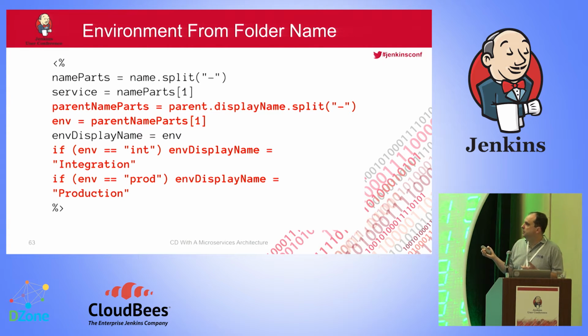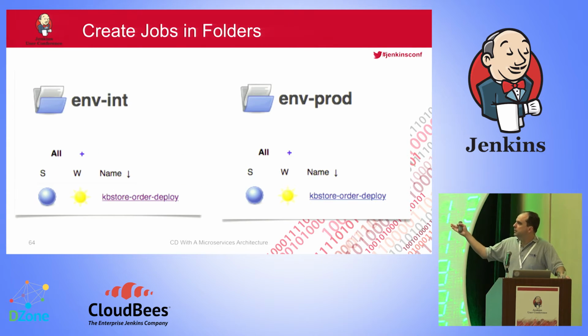I can also, if I'm going to extract the environment information from the folder instead of from the job name, do that by using the parent attribute in the job and access the display name. So the parent is the folder that contains the job, access the display name, and do my split on the name. And then adjust my logic accordingly for that. And so I'll end up with the integration has an order deploy and the prod has an order deploy.